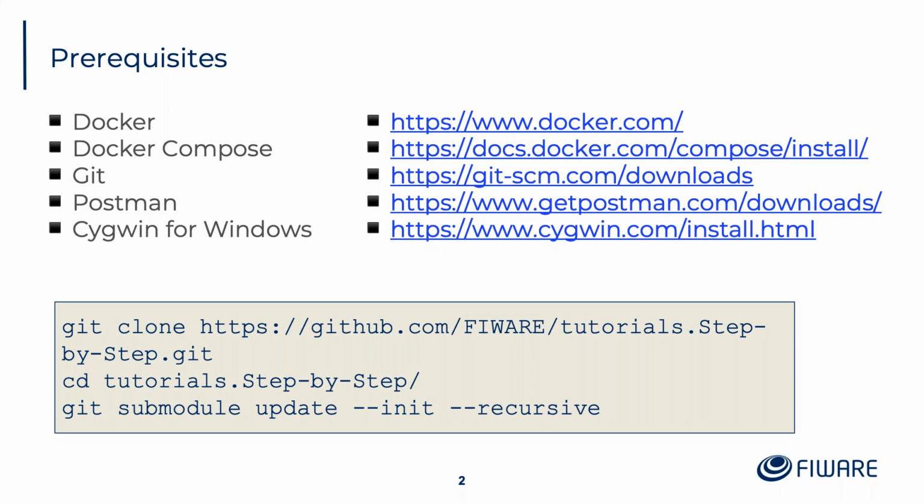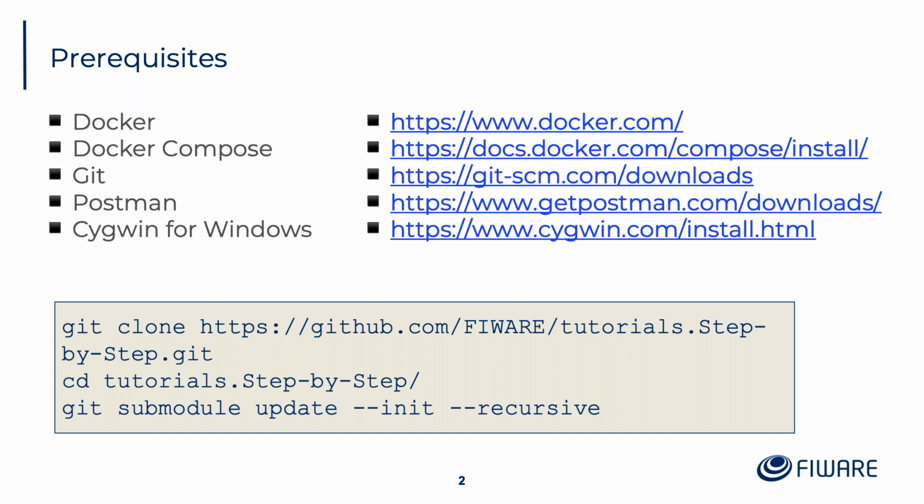For those of you who wish to follow this series directly, there is a GitHub repository which holds all of the tutorial materials created by the FIWARE Foundation. You can find it under GitHub FIWARE, tutorials, step by step, in which case all you would need to do is to git clone the repository and then follow the instructions in the README.